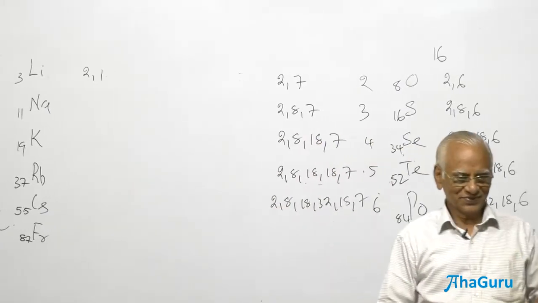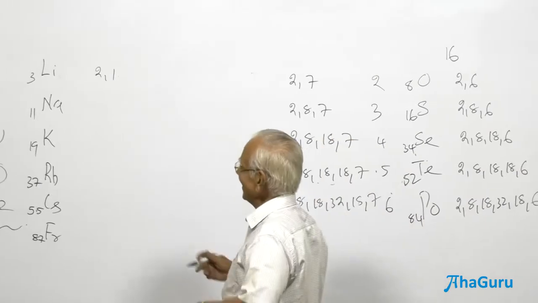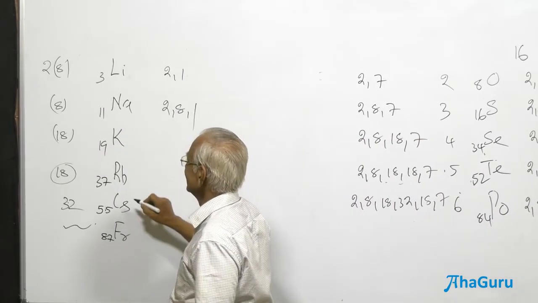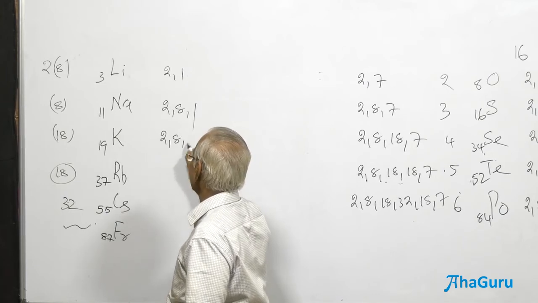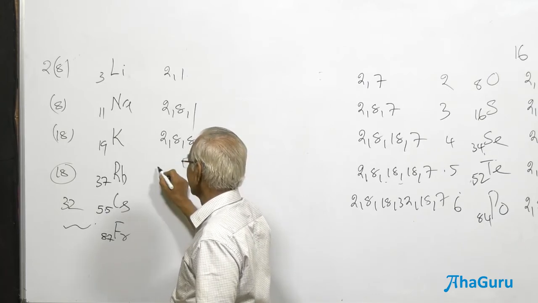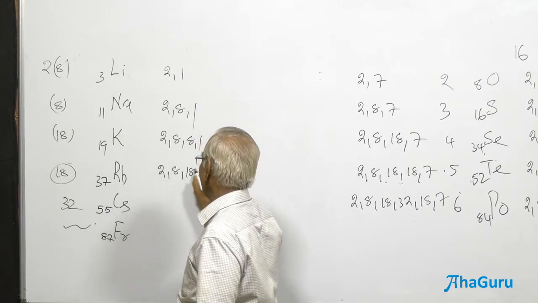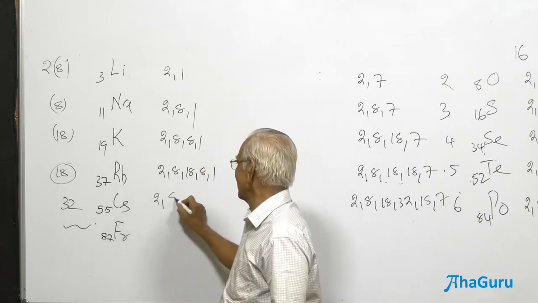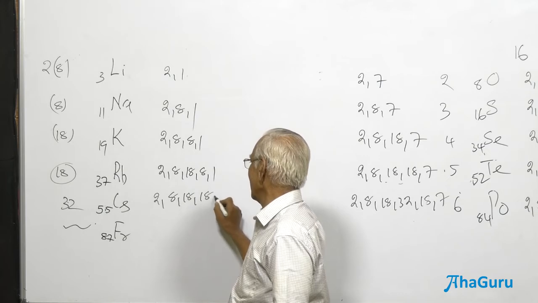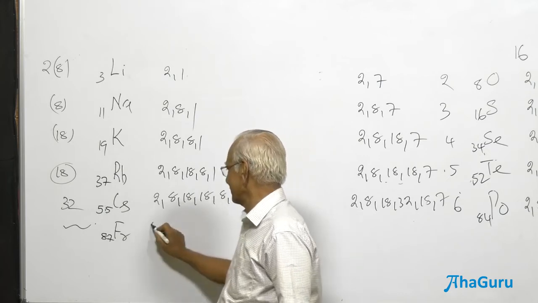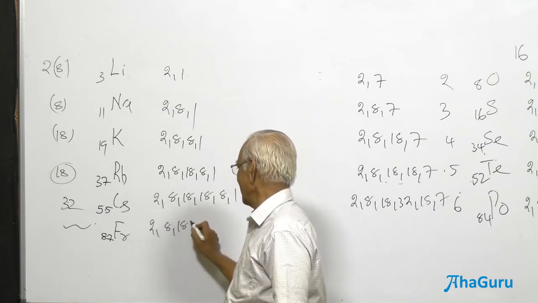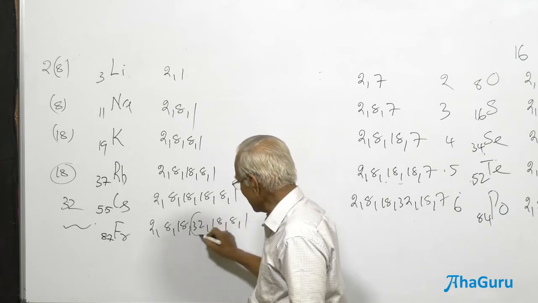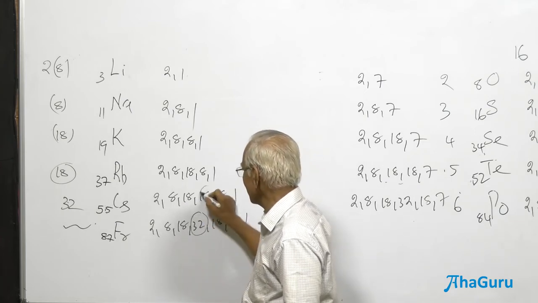2, 1. And what is the difference? 8. 2, 8, 1. 2, 8, 8, 1. 2, 8, 18, 8, 1. 2, 8, 18, 18, 8, 1. 2, 8, 18, 32, 18. This is newly added.